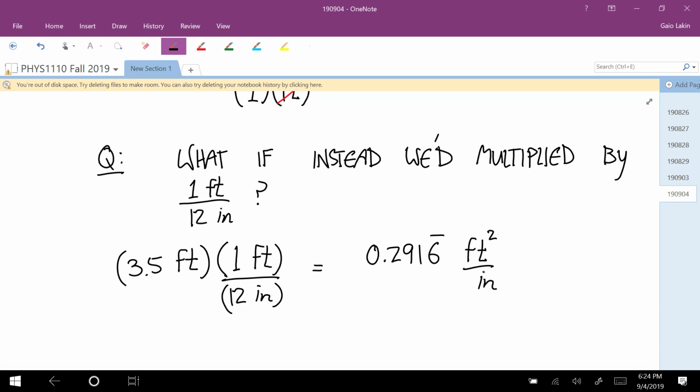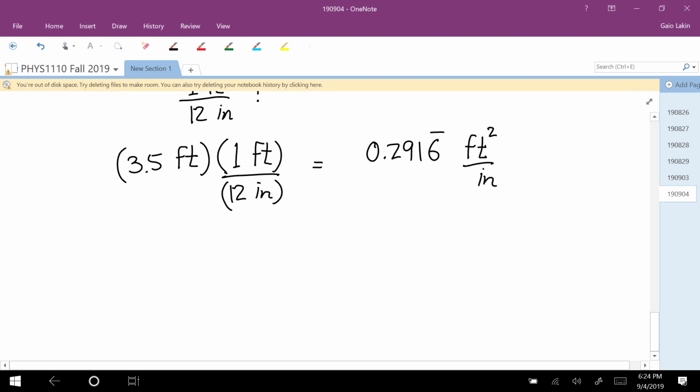So is this answer wrong? It's wrong in the sense that what we were asked to do was convert into units of inches, and we converted into units of feet squared over inches. That actually is a unit you could use. No one would ever do it because it's unnecessarily complicated, but there's nothing wrong about that answer. We just don't have the units we want, okay? So this is not what we wanted.